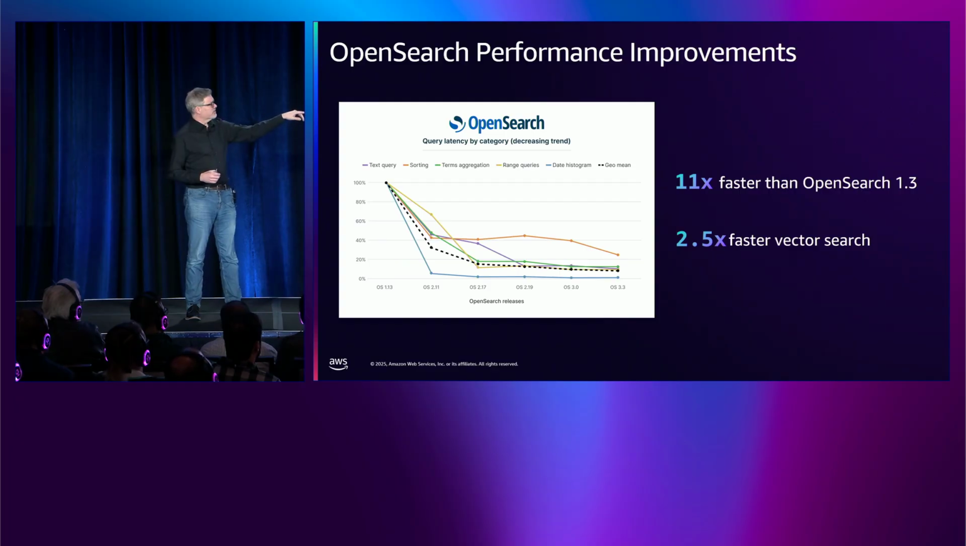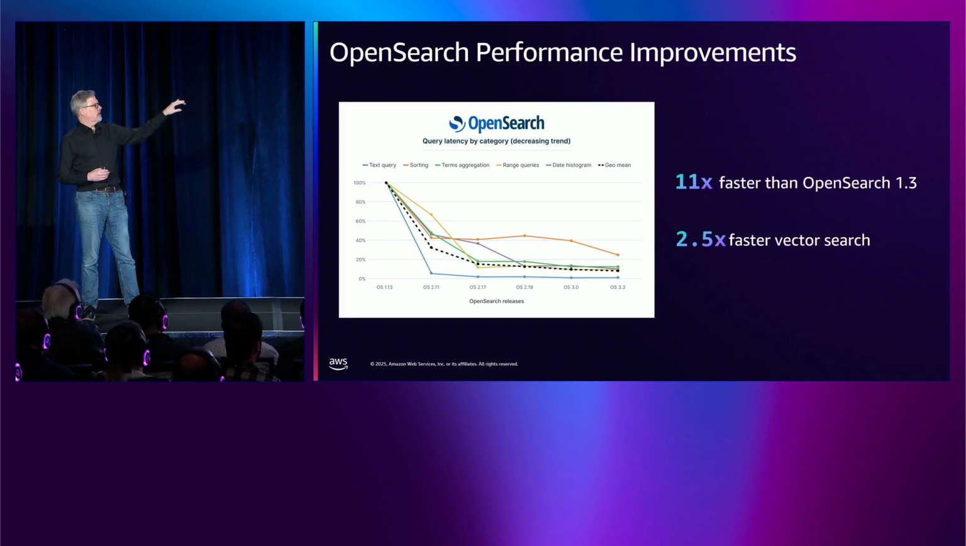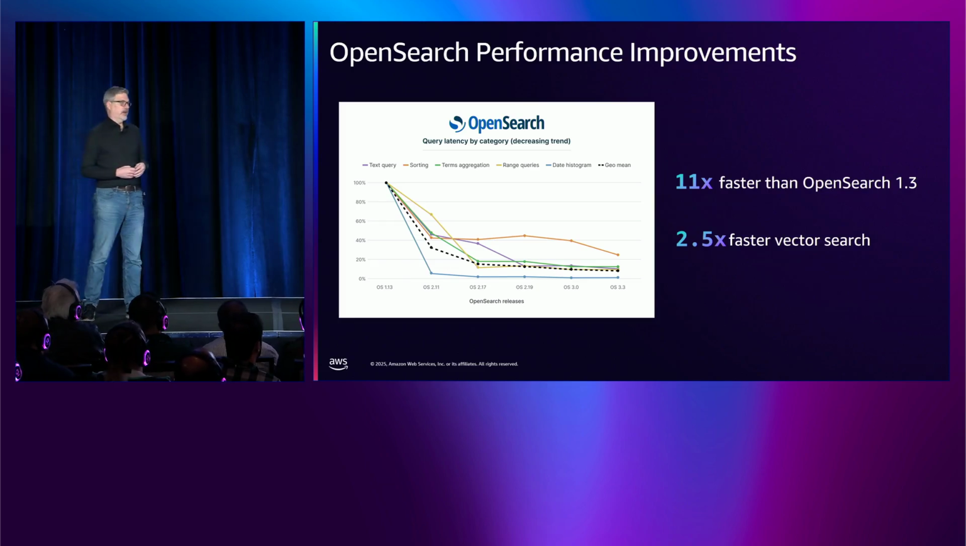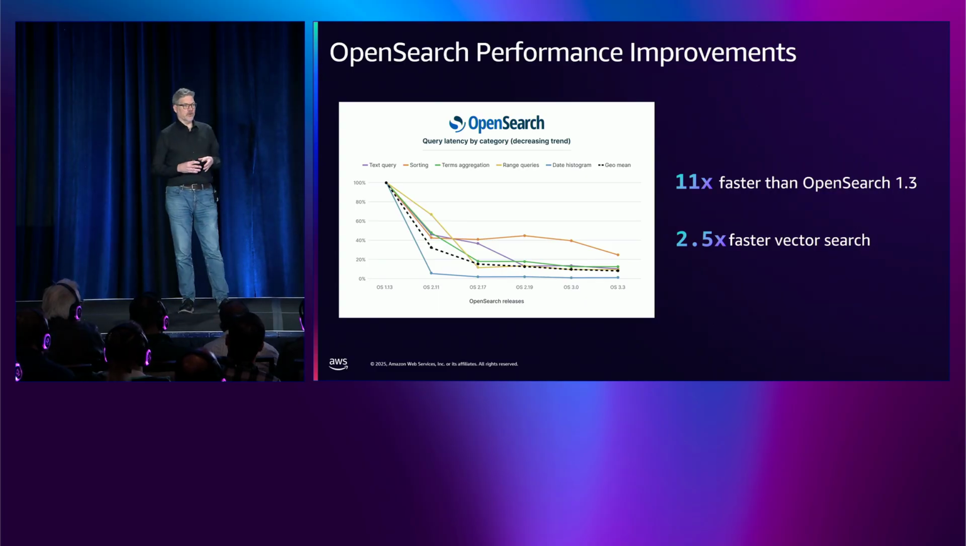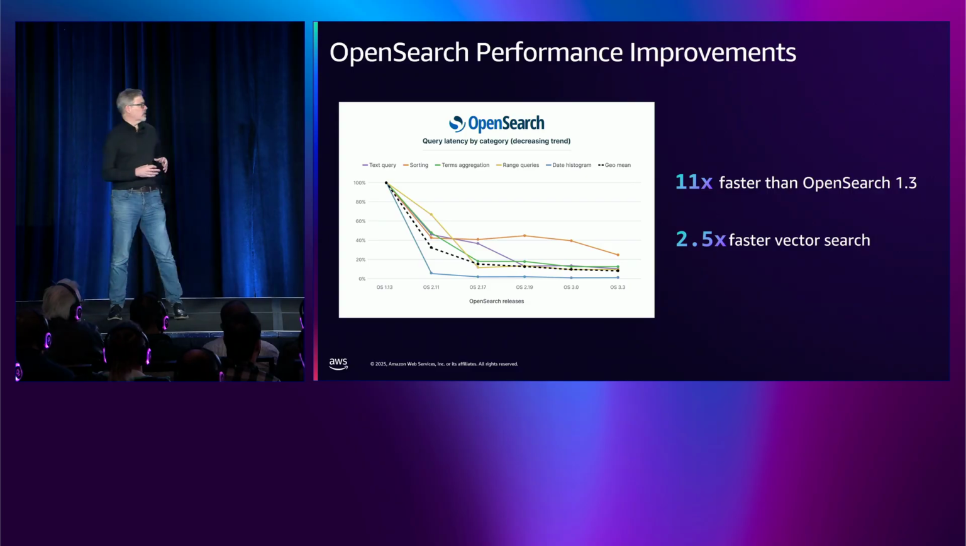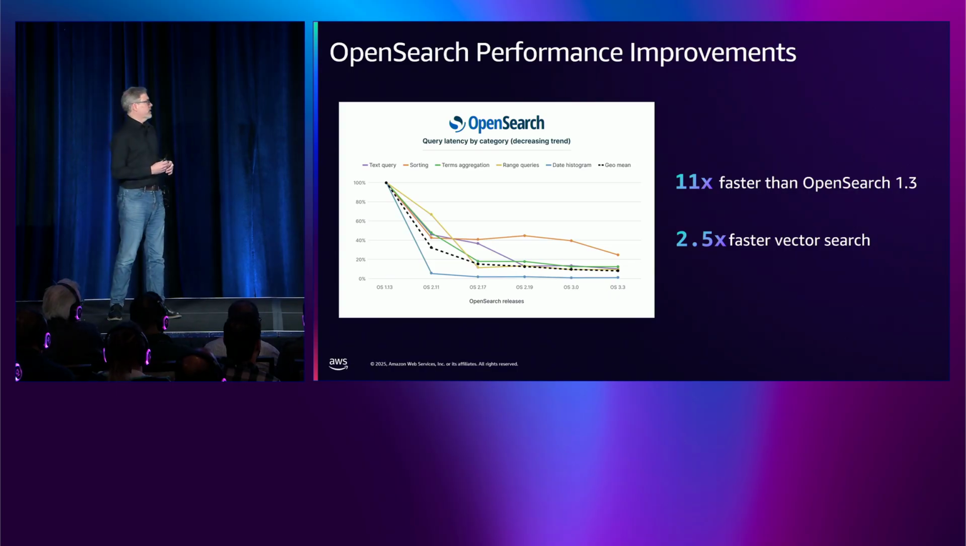So most current release, we've had 11x improvement in overall search and aggregations, and a 2.5x increase in our vector search functionality. And we're not done yet. So we're going to continue to drive greater efficiency, better performance, and lower costs on the engine, which we'll talk more about as we go. So really excited about what's going on upstream.